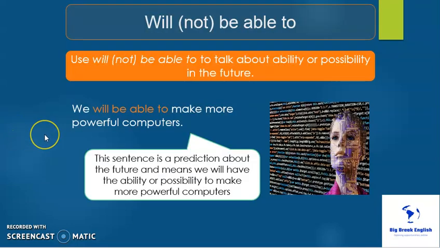So, use "will" or "will not be able to" to talk about ability or possibility in the future. Here's that first example again. We will be able to make more powerful computers. This sentence is a prediction about the future and means we will have the ability or possibility to make more powerful computers.